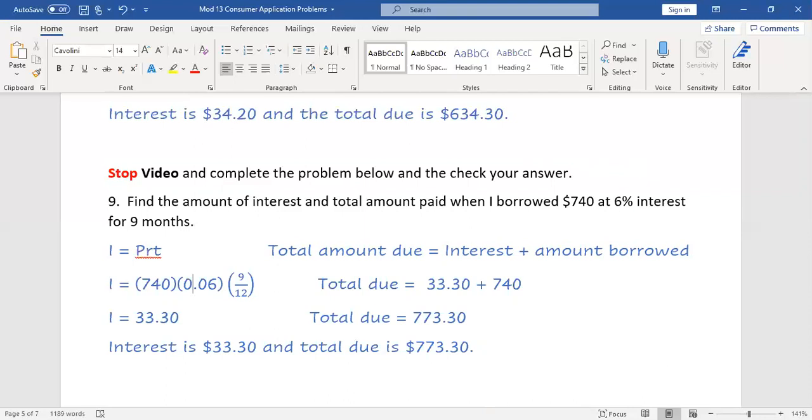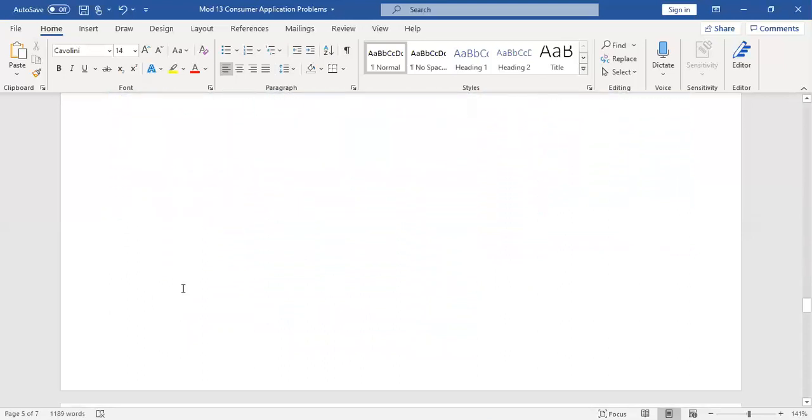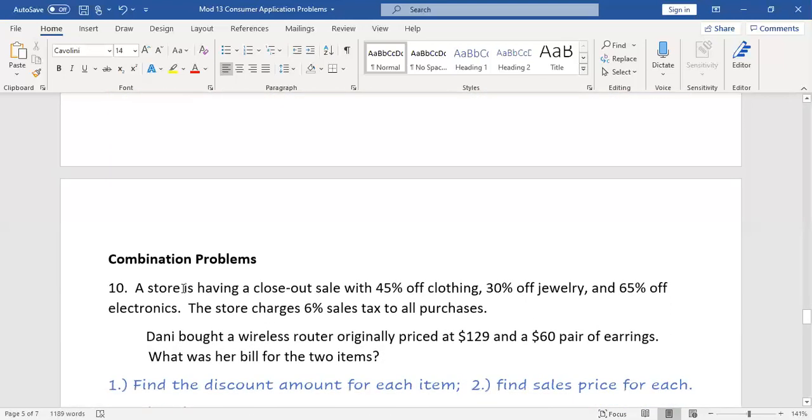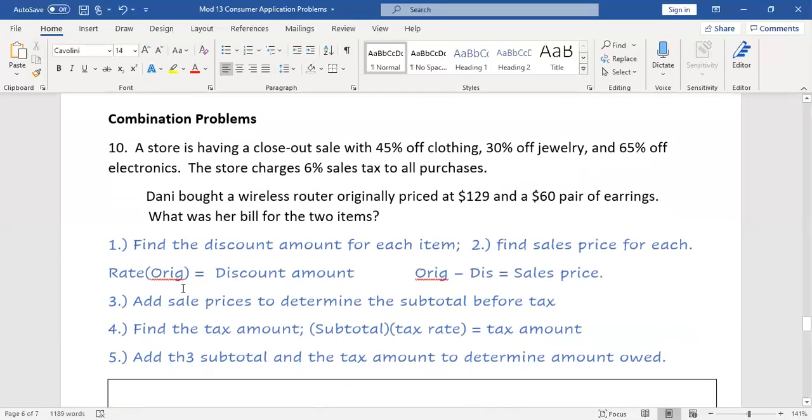I take that value and I add it to how much I borrowed, which was $740, to get a value of $773.30. That's how much I need to pay back after the 9 months. The best thing to do is always to save up money and pay it in cash so you don't have to pay any extra money in interest. Of course, we aren't always able to do that, but that would be the best thing to do.